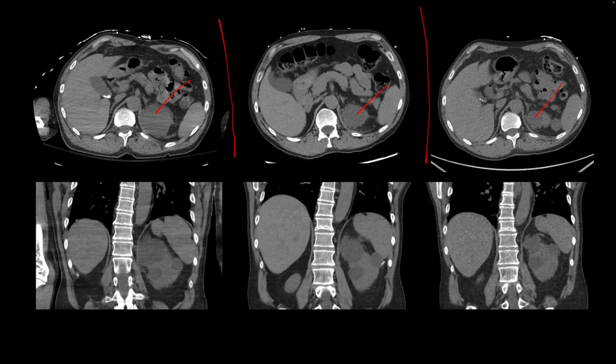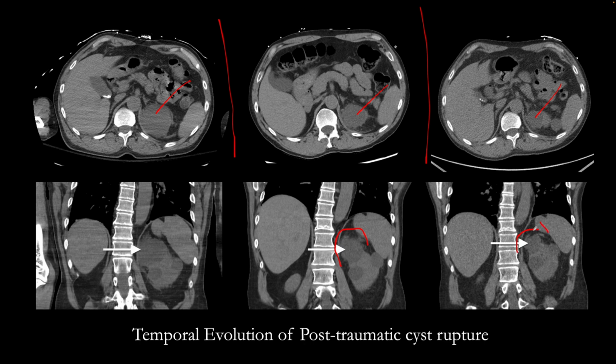And so renal cysts can rupture. When they rupture, they can be symptomatic, causing abdominal pain, and on imaging there is some surrounding fat stranding and the cyst becomes smaller. So a temporal evolution of a post-traumatic cyst rupture.